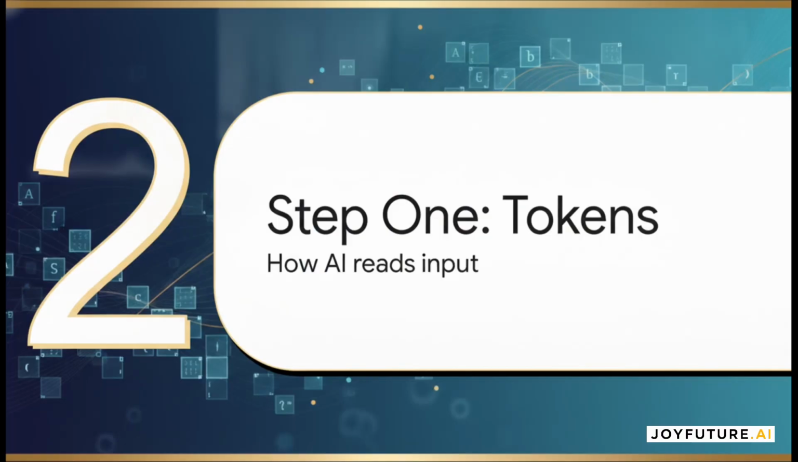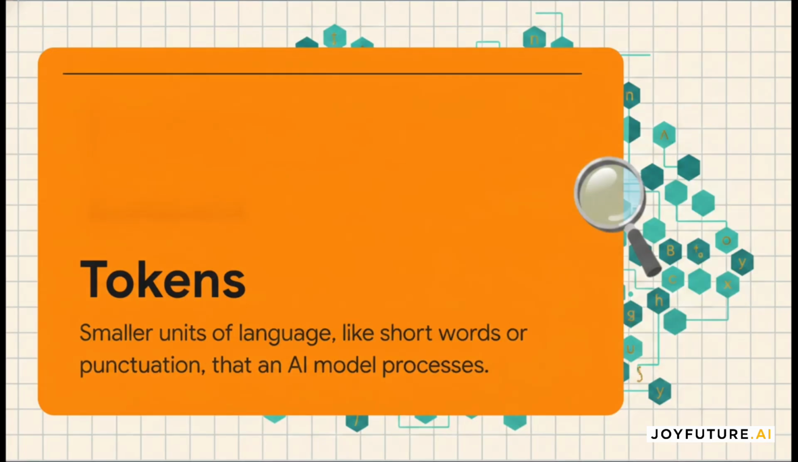Section 2, Step 1. Tokens. Let's look at how the system actually reads what you type. So when you enter text into an AI, the model doesn't read it the way you or I read a book. We read for immediate conceptual meaning. The AI, on the other hand, chops the text up into smaller machine-processable chunks called tokens. A token could be a short word, it might just be a syllable of a longer word, or even punctuation. The exact breakdown depends on the model, but the concept is always the same.